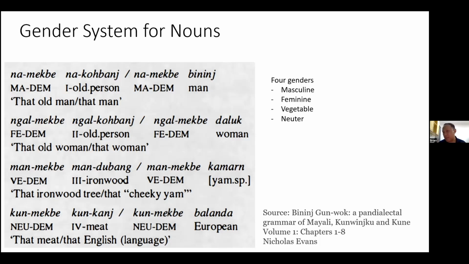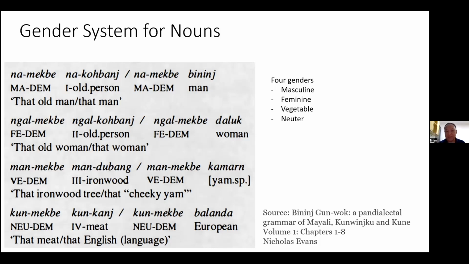So the words for meat, for example, will be kun mekbe kunngan, and kun mekbe balanda. Okay, so balanda means European, but of course in Australia, European is English. So that English language will be kun mekbe balanda. All right, so that's how they use it.